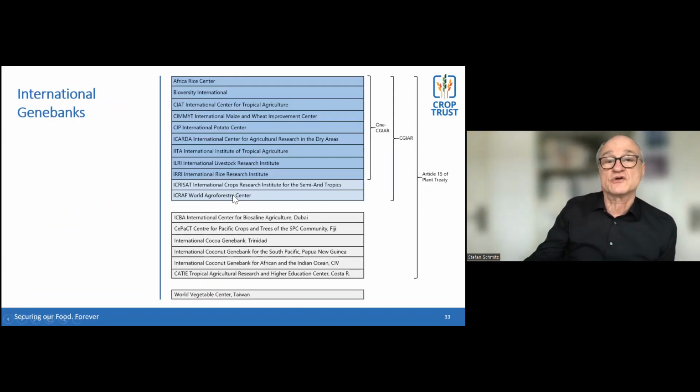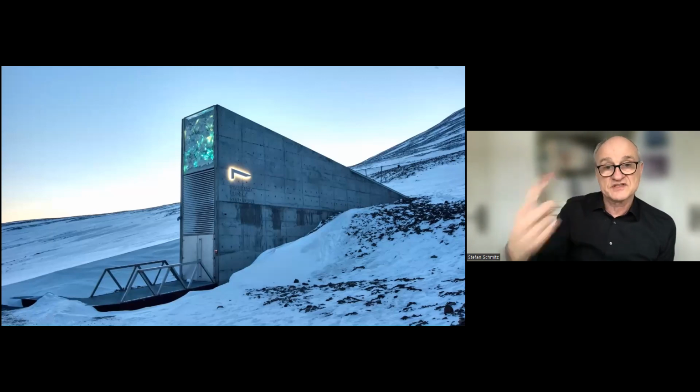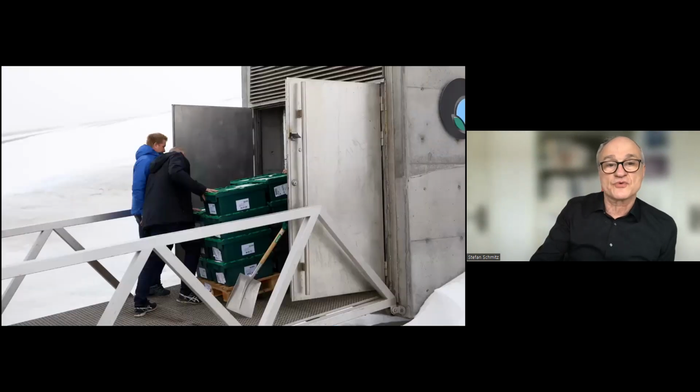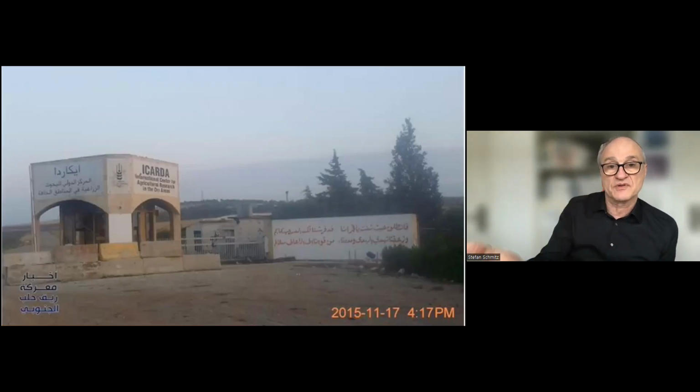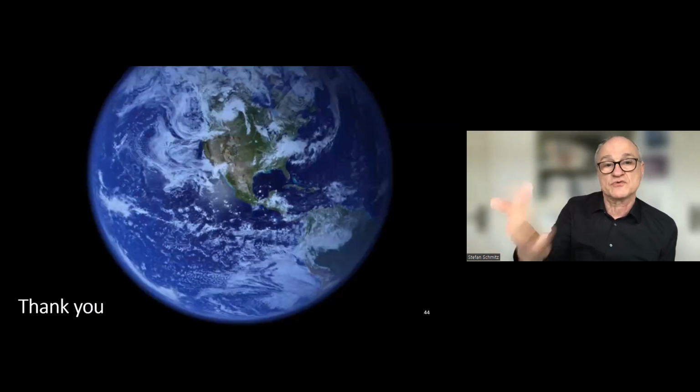International collections, next slide. This is the Svalbard one. This is a safety duplicate. Next slide. Go through it. This is one of the boxes. This withdrawal happened after the Syrian civil war, where the original ones had been destroyed and could be restored.